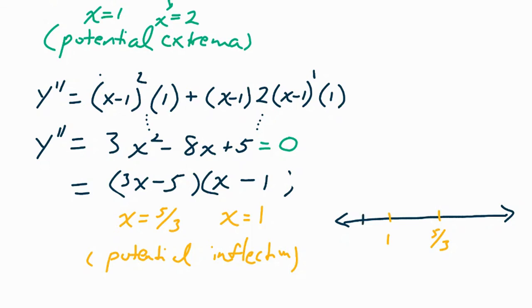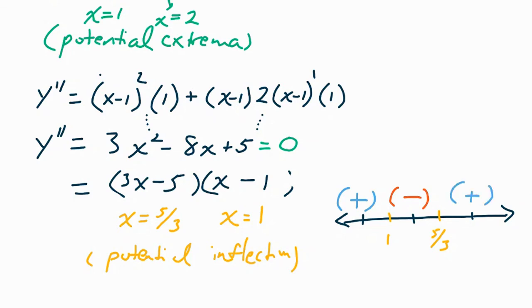You can pick a number from this interval less than 1. You can pick a number between 1 and 5/3, and you can pick a number greater than 5/3. You could plug it back in to the simplified version. You could plug it back into the factored version. Make sure that you're able to plug numbers back in and deduce that we would end up with a positive concavity in this section. We would end up with a negative concavity in this section, and we would end up with a positive concavity over here. Let me get my colors right.